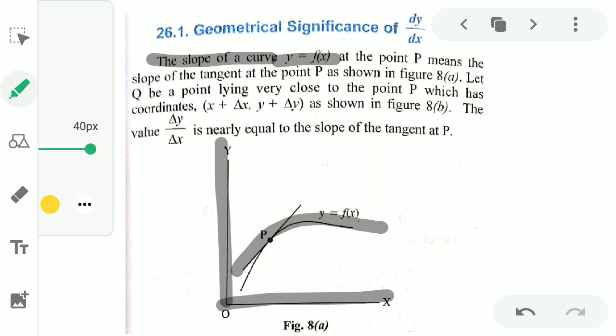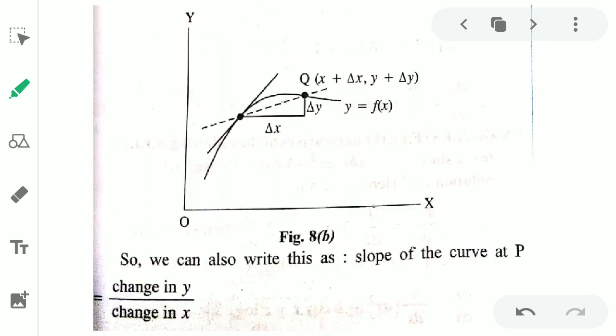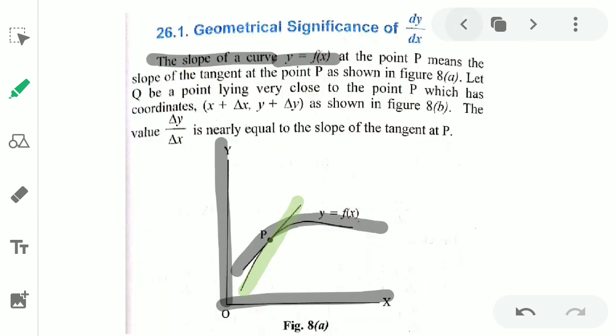So that represents a tangent, that represents a slope. Let Q be a point lying very close to P, like this. Initially that is the point P. After some time we take another point, that is Q. We draw a slope at point P like this, and a slope at point Q like this. We draw two slopes.